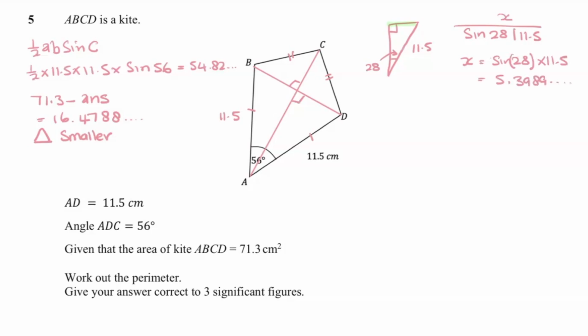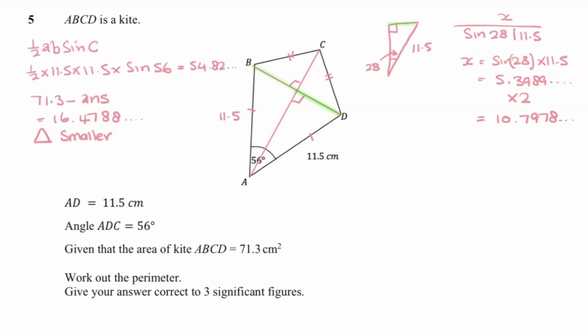Now, I'm only finding that section there. I want the base of this triangle. So as I say, cosine rule would have got you straight there. I'm just going to double this. So I'm literally pressing times 2, and I'm getting 10.7978. I know the area of this triangle.